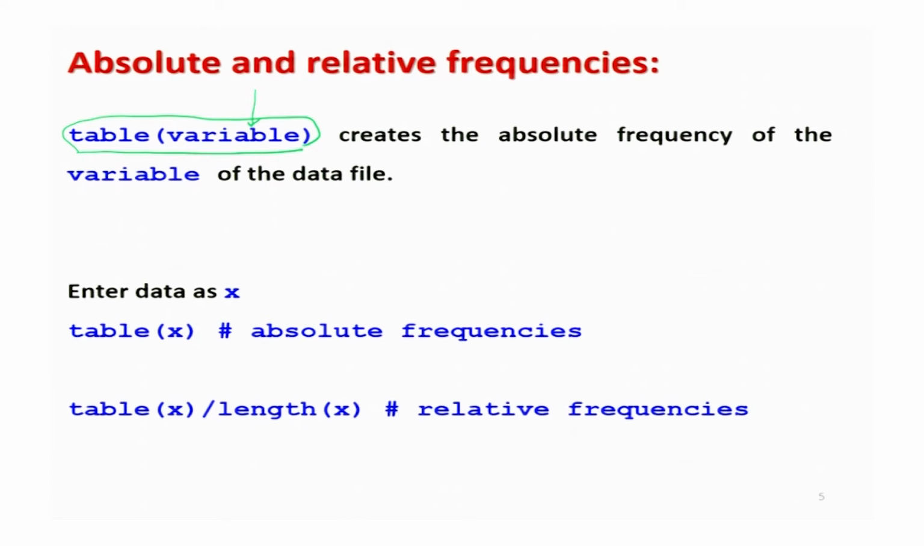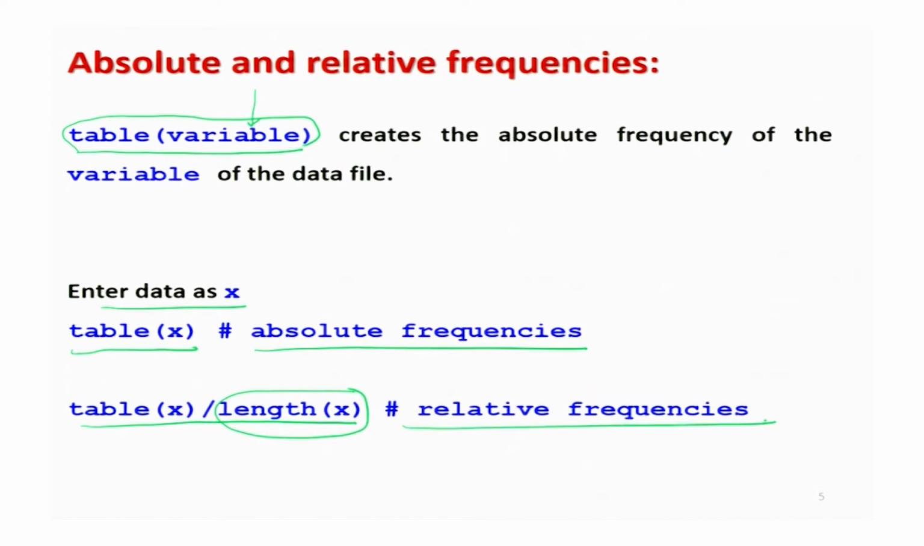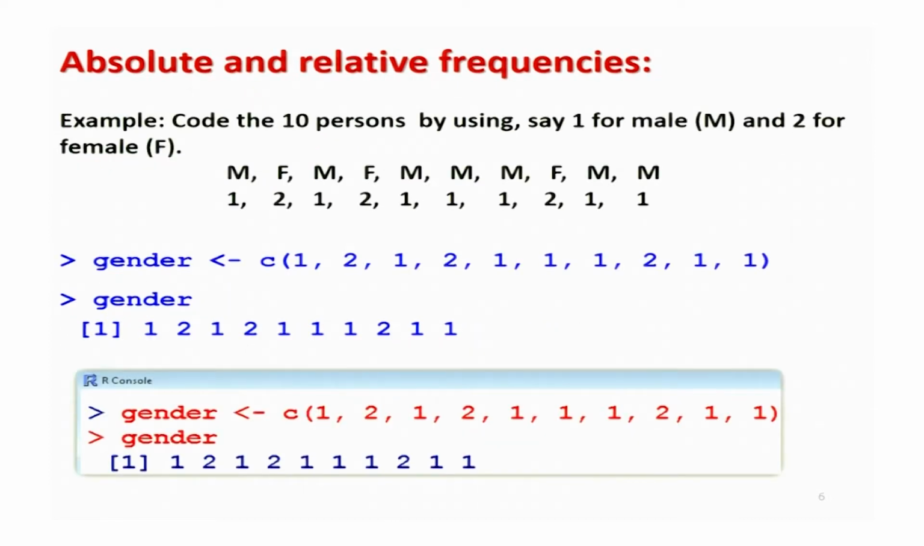Obviously, if you store the data as x, and then write table and inside the parenthesis x, then this will give you the absolute frequencies. And if you divide the table of x by the total number of observations in x, which can be obtained by the command length of x, that means how many observations there are in the data vector x, then it is going to give you the relative frequencies, right.